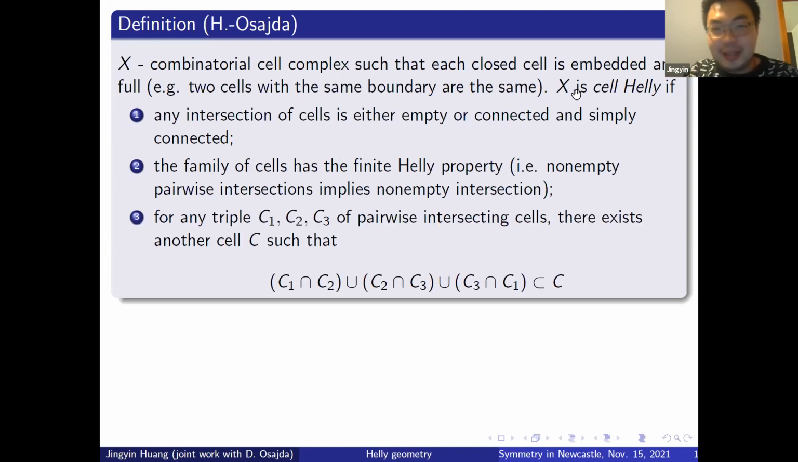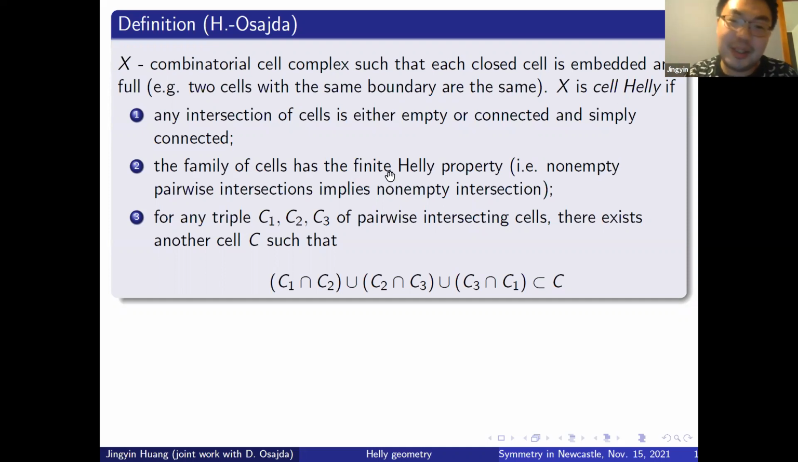I want to define X to be cell Helly if the following is true. First, any intersection of cells is either empty or connected and simply connected. This is a standard assumption, and not the most important one. The second one basically says that the cells have the finite Helly property. That means any pairwise intersecting collection of cells has non-empty intersection. So if I have a collection of cells which pairwise intersect non-emptily, then the intersection of all of them is non-empty.